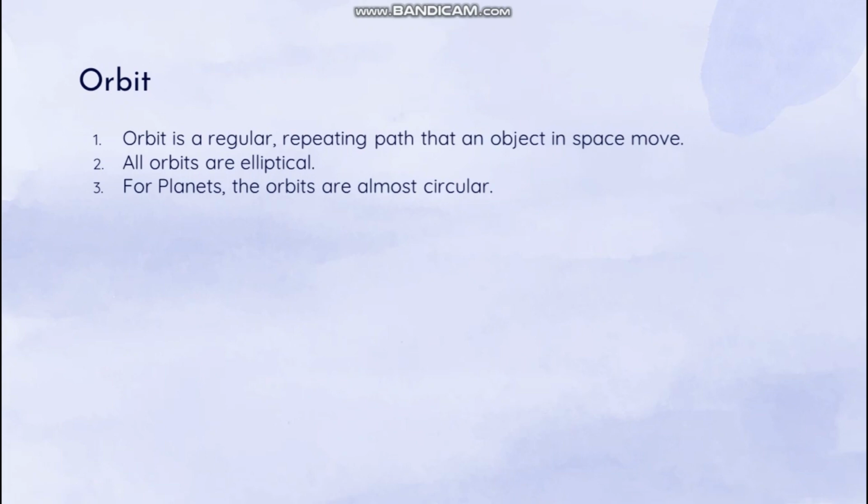First, what is an orbit? Orbit is a regular repeating path that an object in space moves. All orbits are elliptical. Remember, a circle is a special case of an ellipse. For planets, the orbits are almost circular.